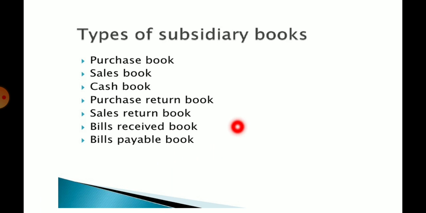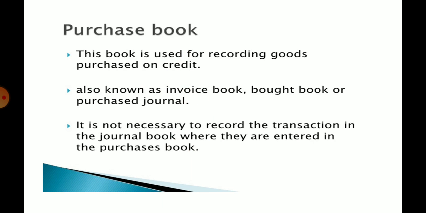Types of subsidiary books. Purchase book, sales book, cash book, which you have already studied. Purchase return, sales return, bills receivable and bills payable. Bills receivable and bills payable are not going to be studied, but purchase, sales, cash book and the purchase and sales return books should be studied.